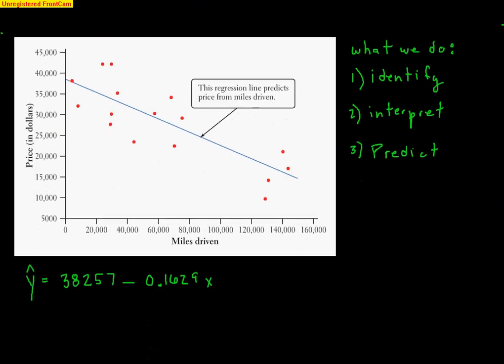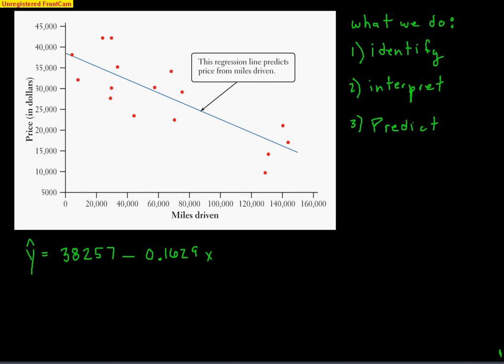So let's go back to that data, back to our 16 Ford F-150s. I'm giving you the line of regression. The equation is y hat equals 38,257 minus 0.1629x. When we have an equation in front of us, we need to be able to identify, interpret, and predict. So we're going to go through those three things right now.